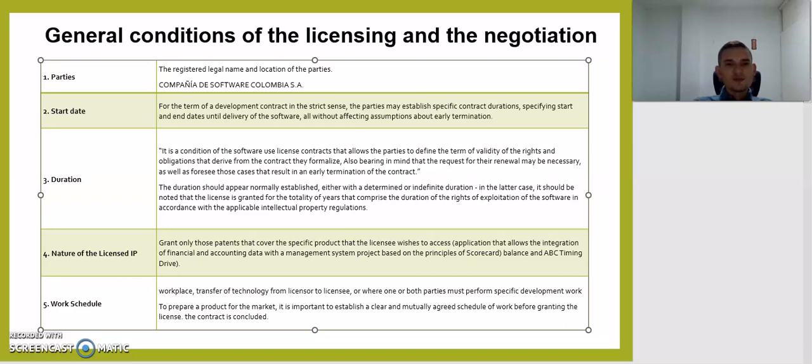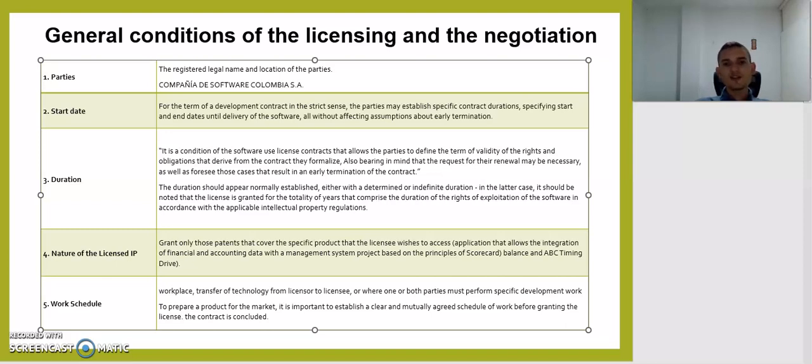Number one, parties. The registered legal name and location of the parties, and in this case, the company is Software Colombia S.A. And the following items are the start date for the term of a development contract in the strict sense. The parties may establish a specific contract duration and specific start and end dates. And the following issues are duration.